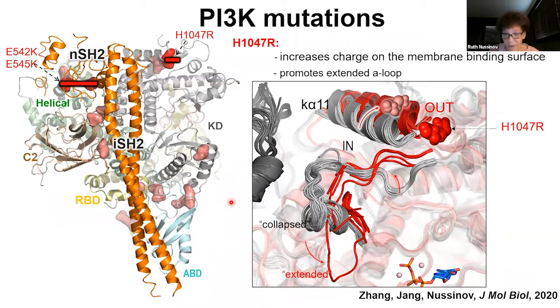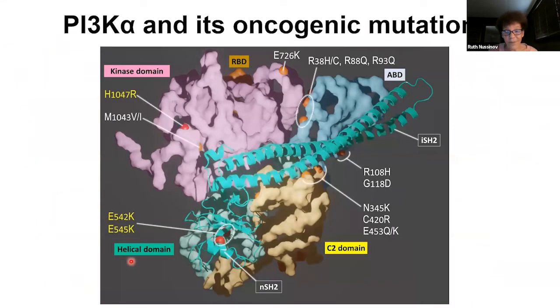Okay, and we look at another mutation. This is a weaker mutation, and we also see that it promotes an extended activation loop. So here are all the mutations that we looked at. We looked at single mutations, as one can see, but also double mutations. We did this through collaboration with a colleague, first he was in Sloan Kettering, now he is in Columbia, an experimentalist who has a lot of clinical data.